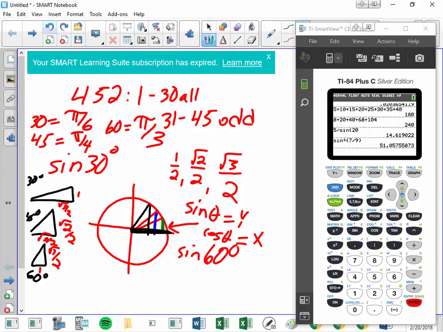So 30 degrees is the same as pi over 6. So number 15 says, what is the cosine of pi over 6? So we go to this triangle, and cosine is x. How long is the ground? Root 3 over 2. Okay. And remember, it's root 3 over 2 divided by 1, which is just root 3 over 2.